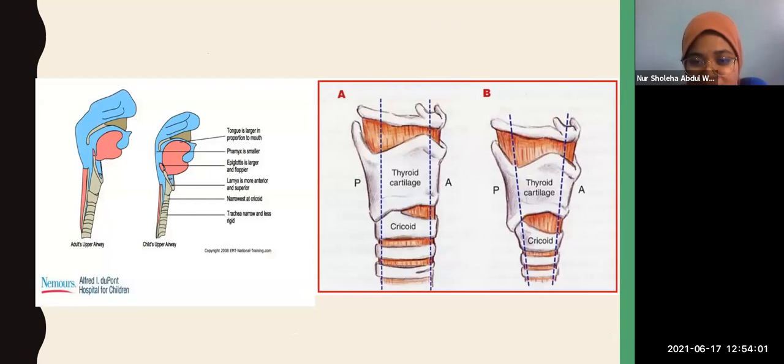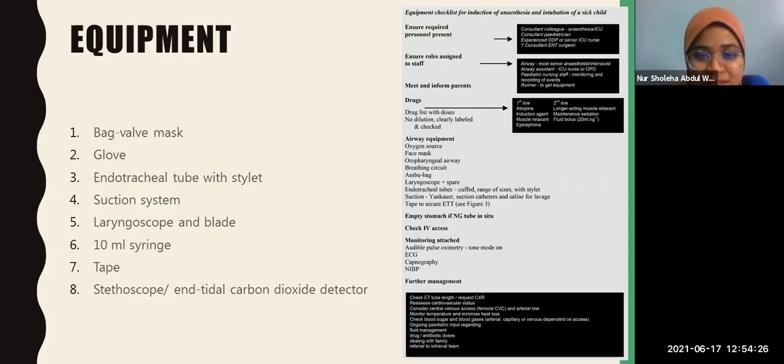Okay, these pictures show the difference between the adult airway and the pediatric airway, or child's airway. As you can see, there is a larger tongue, and the larynx is in a funnel shape, while in adults there is a straight larynx. So this is the summary of the difference between adult and child airway. Okay, next slide. This slide is about the equipment.